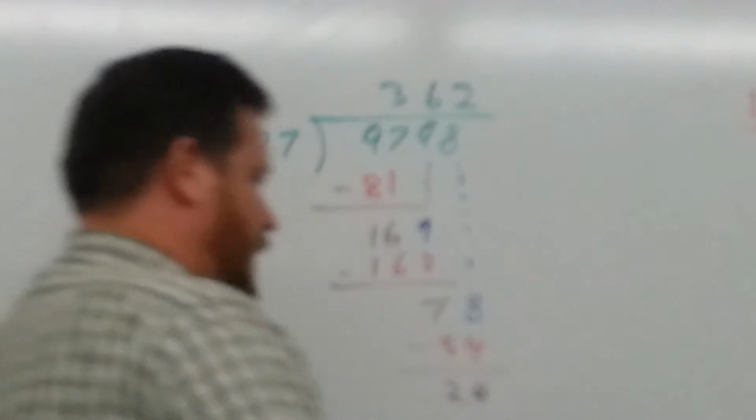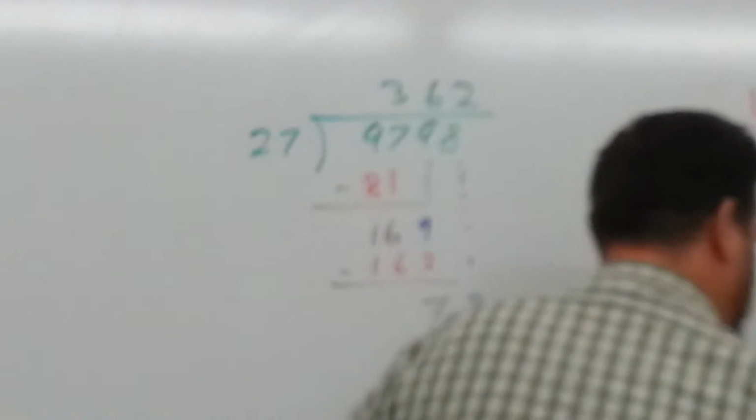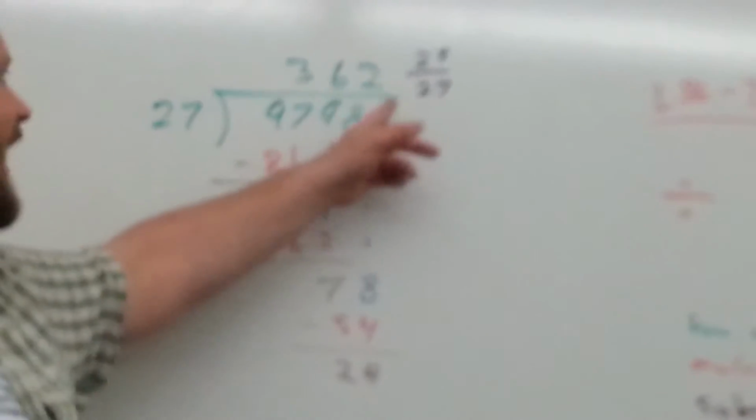I have my remainder, right? For the remainder, whenever this doesn't go into this anymore, I can put this number over the divisor as a fraction. 24 over 27. So the answer to this question would be 362 and 24 over 27.